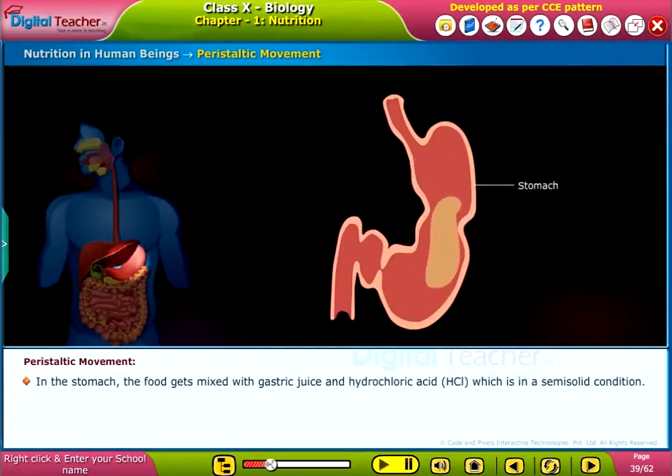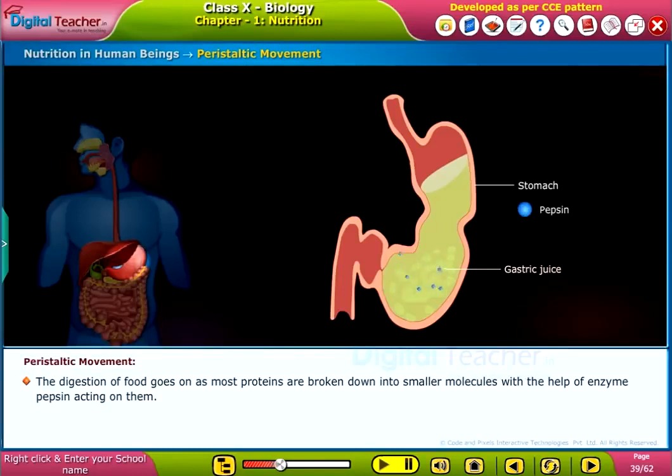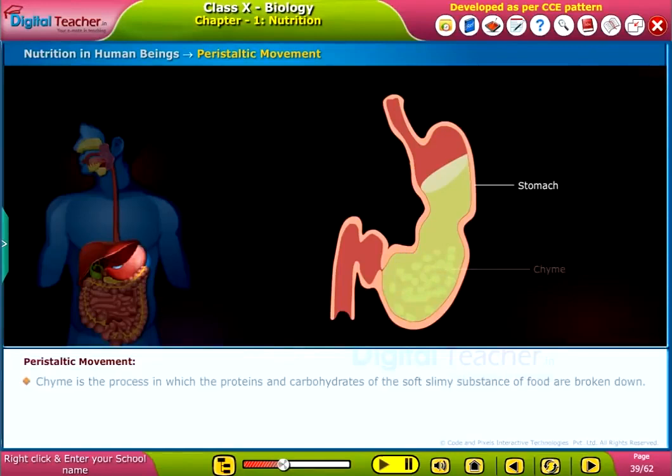In the stomach, the food gets mixed with gastric juice and HCl, which is in a semi-solid condition. The digestion of food goes on as most proteins are broken down into smaller molecules with the help of enzyme pepsin acting on them. Chyme is the soft, slimy substance of food in which the proteins and carbohydrates are broken down.